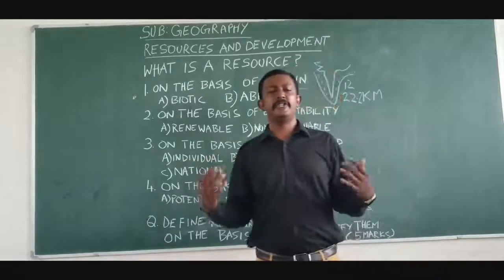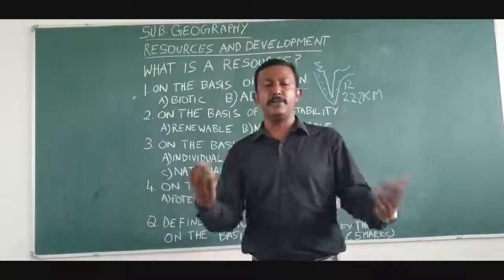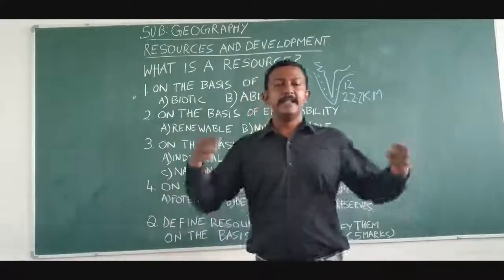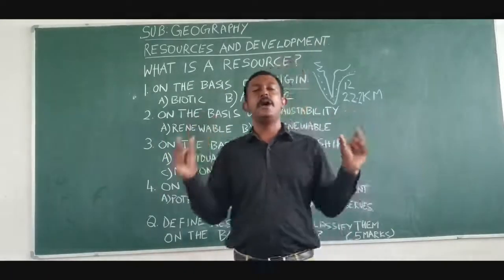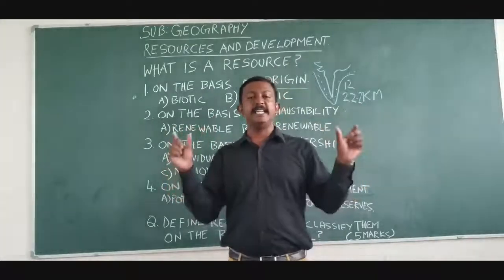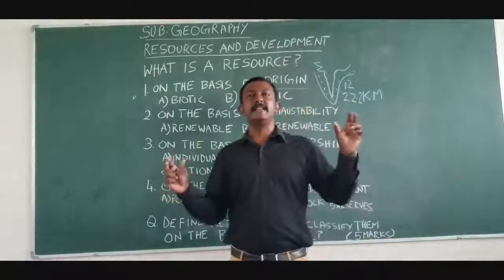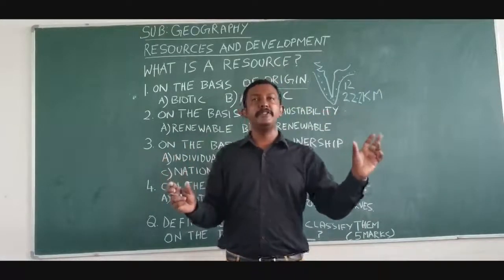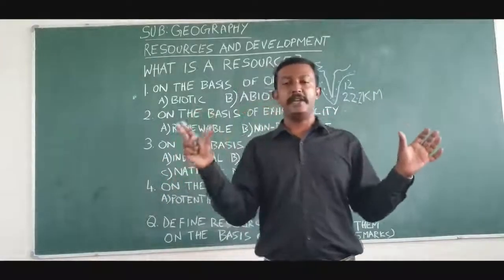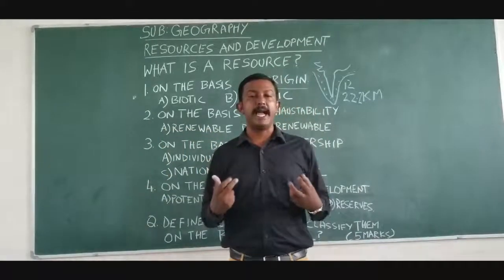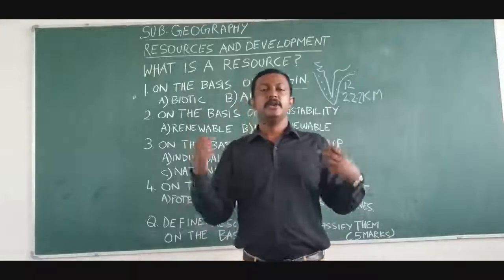Alright, the next type is developed resources. Now, these resources are currently being used by us human beings, you and me. These resources are surveyed and quality and quantity is determined. Okay, so a survey is done and it determines the quality of the resource and the quantity of the resource as well, so that it can be used by us human beings.